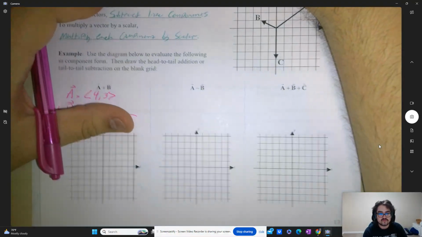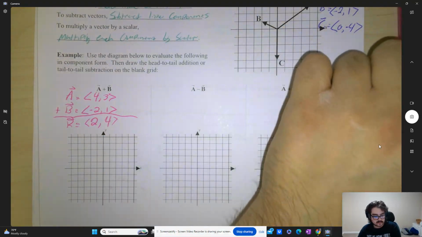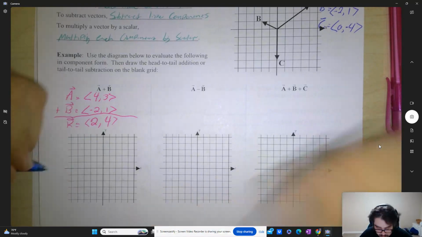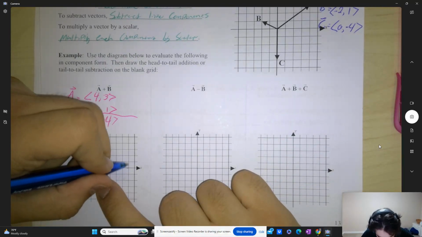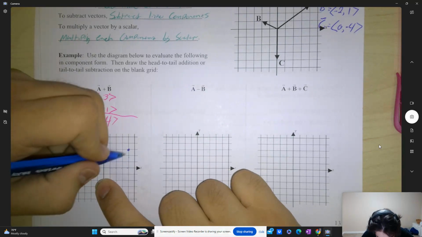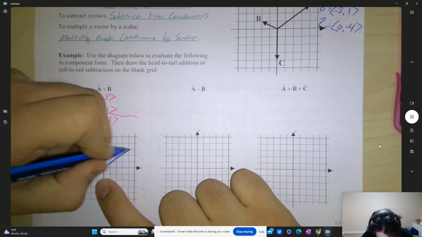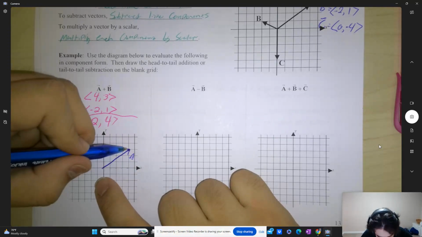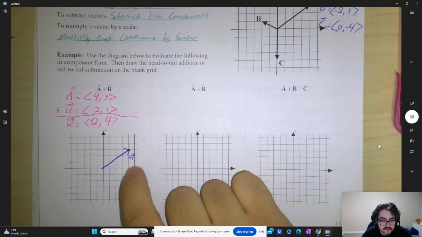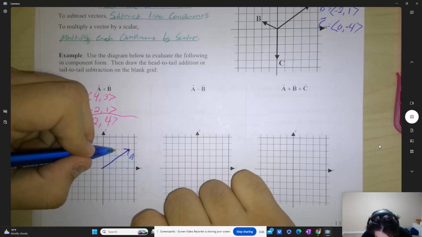So let me draw my vectors head to tail. So 4 comma 3, so 1, 2, 3, 4, 1, 2, 3. There's A. B is negative 2. So I'm going to start at the end of A and then draw B from there. So negative 2, comma 1.